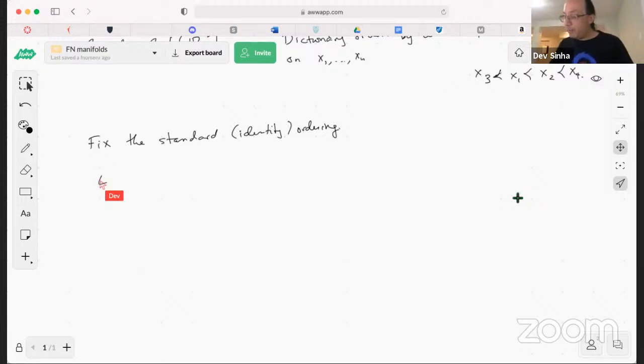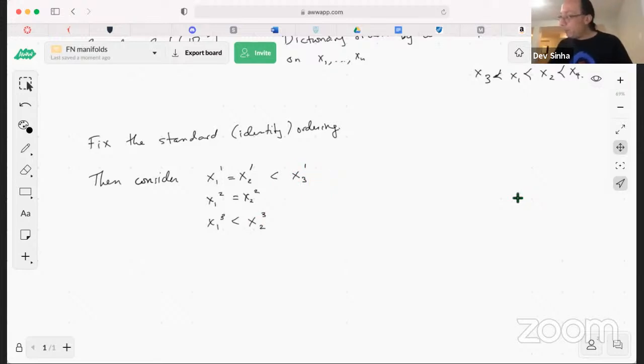Then define, in this example, consider the points where the first coordinates of the first 2 points are equal, the second coordinates of the first 2 points are equal, and the third coordinates are unequal. That means, by fixing this identity ordering, that x1 is before x2 in the ordering, as it must be.